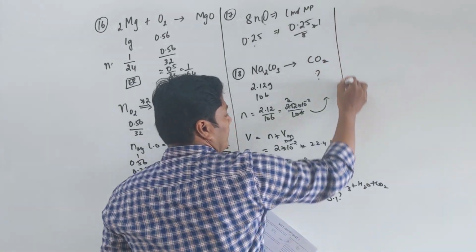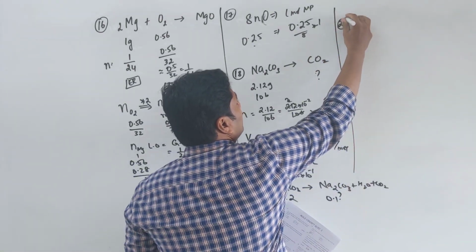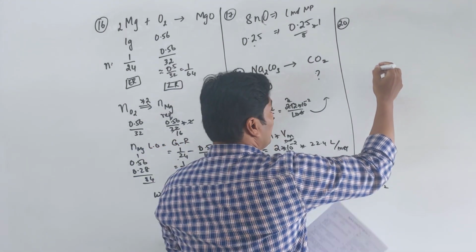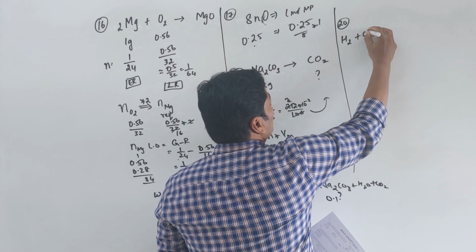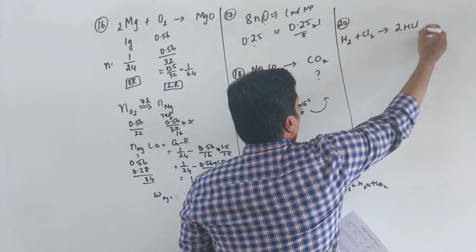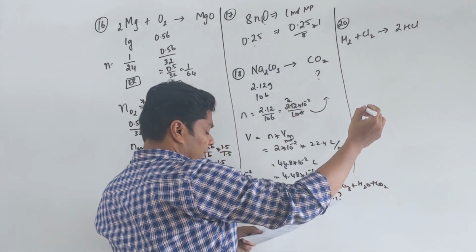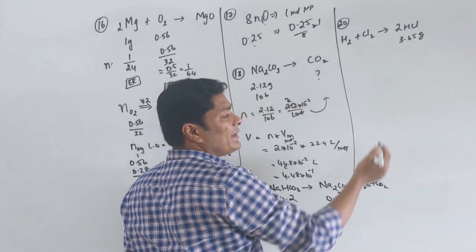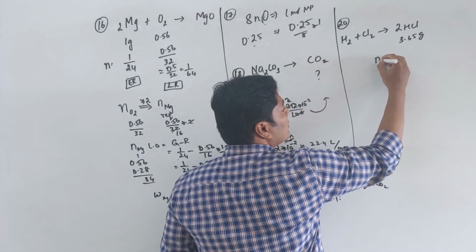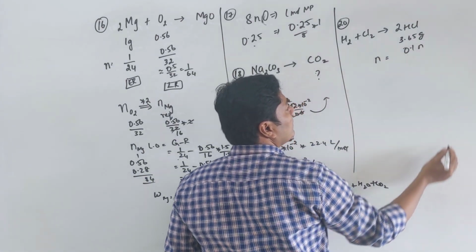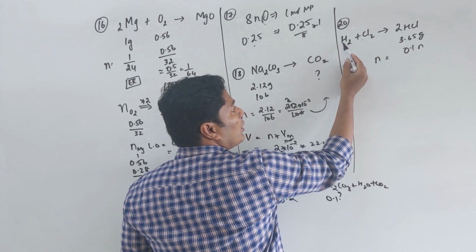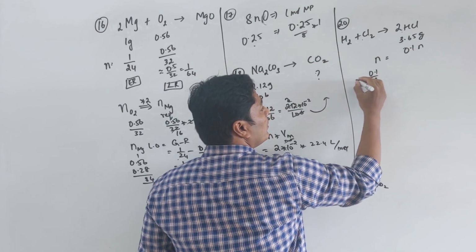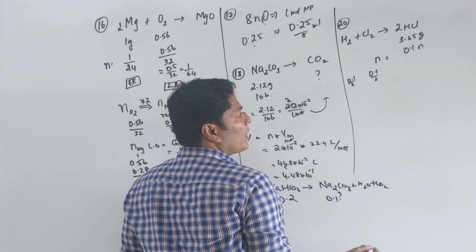Okay. 20. HCl is formed. What volume of H2 and Cl2 are needed? H2 plus Cl2 gives you 2 HCl, 3.65 grams of HCl. Molar mass of HCl is 36.5. So the moles is going to be 0.1 mole. 2 moles needs 1 mole and 1 mole. 0.1 would need, only half of that is needed, 0.1 by 2, 0.1 by 2.